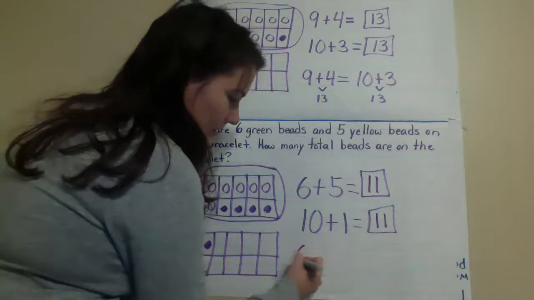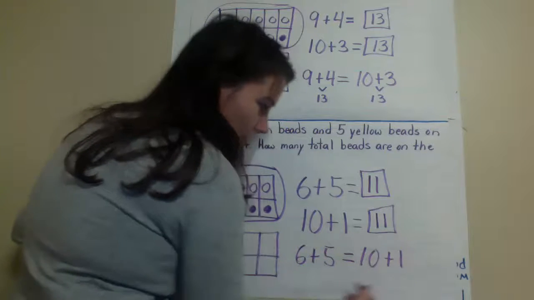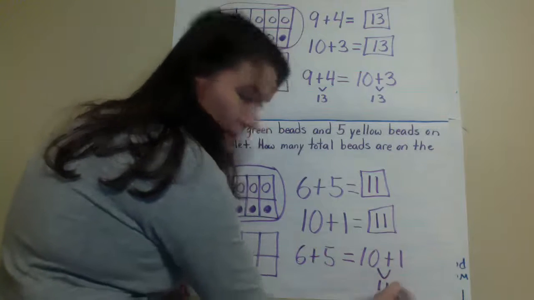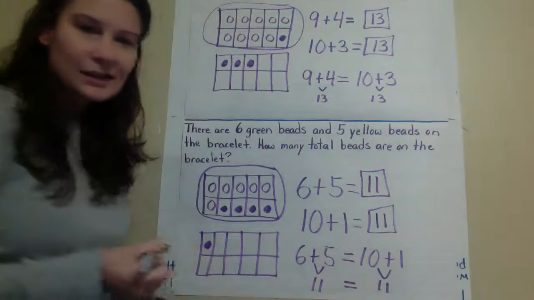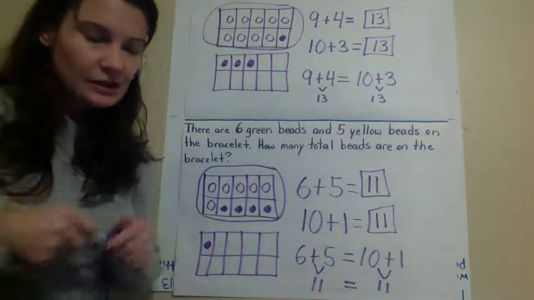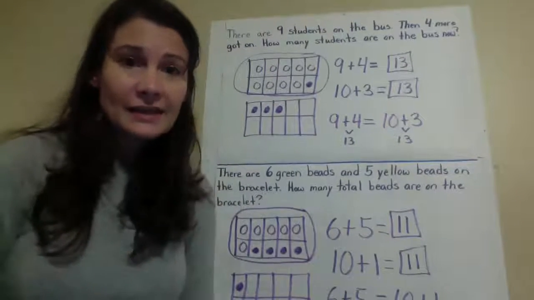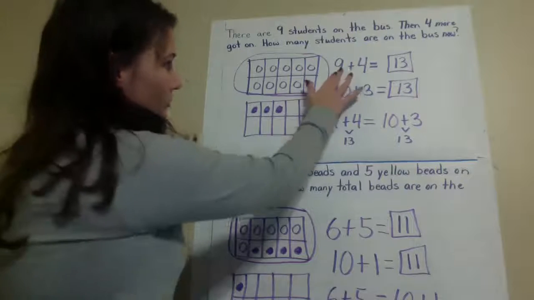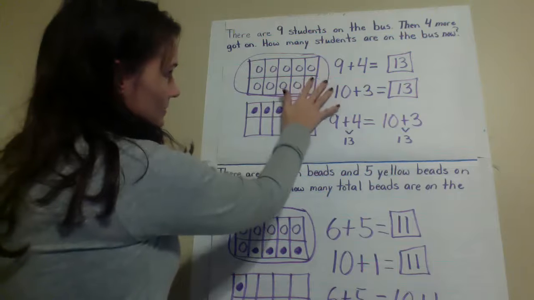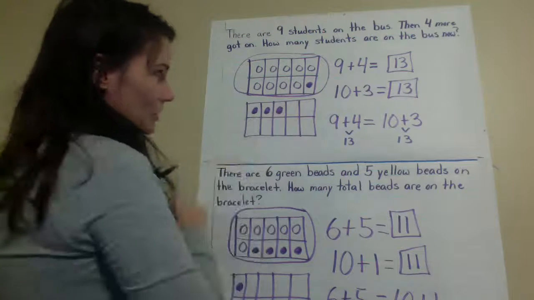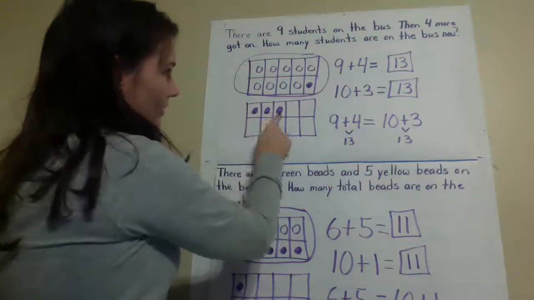So 6 plus 5 is the same as 10 plus 1 because 10 plus 1 equals 11 and 6 plus 5 also equals 11. So today we learned a new strategy, and it's called making a 10 to add. So if you start with your first number on your 10 frame, and then if there's any open spaces, start filling in your second number. You can circle your 10 and look and see how many more you have.